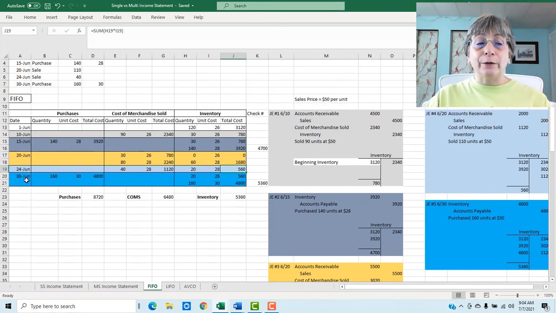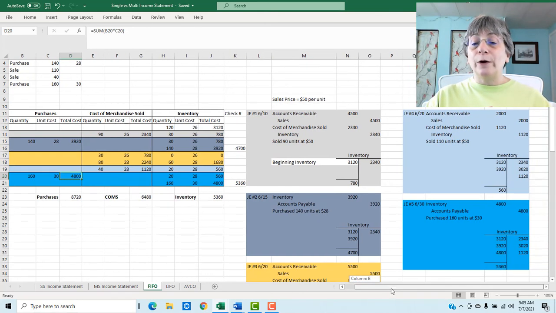On June 30th, we buy 160 items at $30. The price has gone up again. And the total of that bill is $4,800. So what do we do to record that? We're going to come over here and we're going to record a debit to our inventory account to increase it by $4,800. And we're going to credit accounts payable for $4,800. When we post that increase to our inventory account, we now end up with an inventory balance of $5,360.